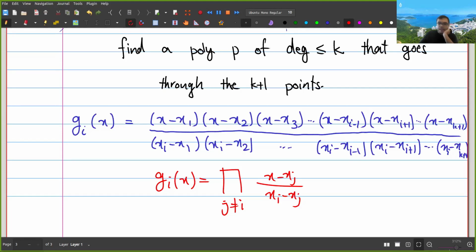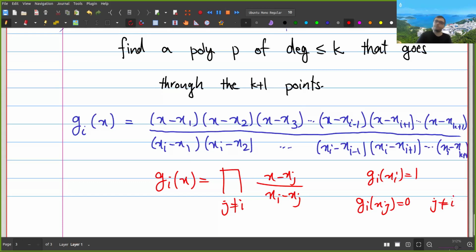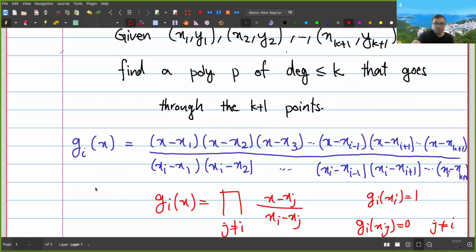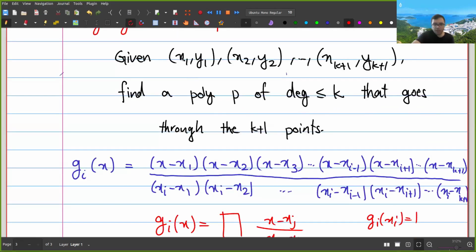Okay? And again, the really important property of this polynomial gi is that gi of xi is 1 and gi of xj is 0 for every j that is not equal to i. Great. I have a polynomial that takes a value of 0 at all the points except for x1 and takes a value of 1 at x1. I have a different polynomial that takes a value of 0 at all of these points except for x2, and at x2 it takes a value of 1, and so on.